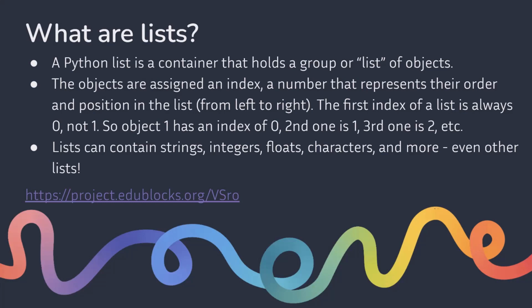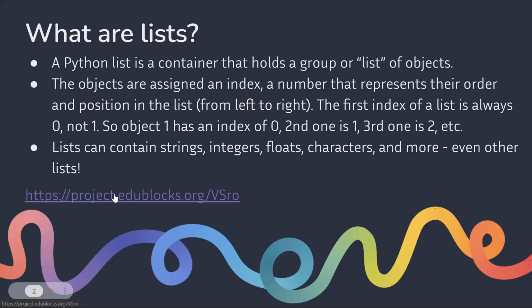So you start counting from 0 and go 1, 2, 3, and so on. It basically is a way of keeping track of the position of the different objects in a list. And lists go left to right. A list can have strings, integers, floats, characters, pretty much any type of object. It can even have a pointer to another list. So they're very flexible containers and great data structures.